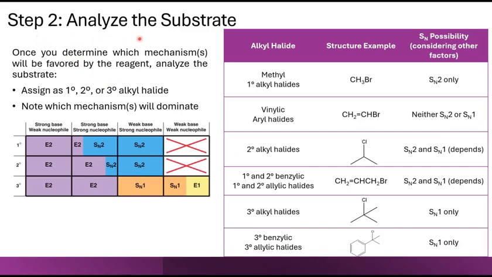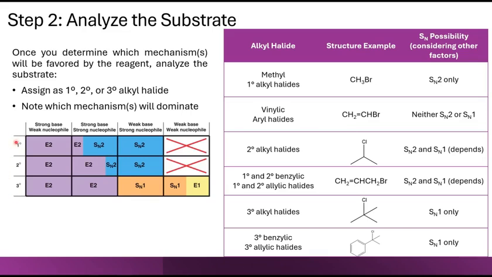Step 2. Analyze the substrate. Once you determine which mechanisms will be favored by the reagent, analyze the substrate. Assign it as primary, secondary, or tertiary alkyl halide, and then note which mechanisms will dominate. The table that you see here below is a table that is used by the authors of your textbook. It is a good table, and note how the strong base, weak nucleophile; strong base, strong nucleophile; weak base, strong nucleophile; weak base, weak nucleophile analysis is in regards to the reagent. And then our substrate, primary, secondary, or tertiary, is here on the y-axis of our table.